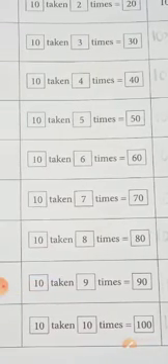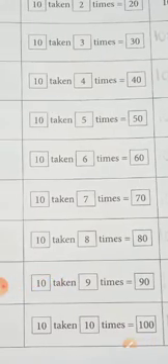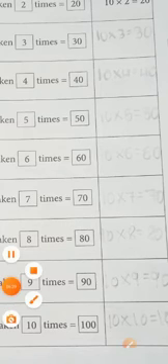10 taken 9 times is equal to 90. 10 into 9 is equal to 90. 10 taken 10 times. Here 10 beads taken 10 times. So answer became 100. 10 into 10 is equal to 100.